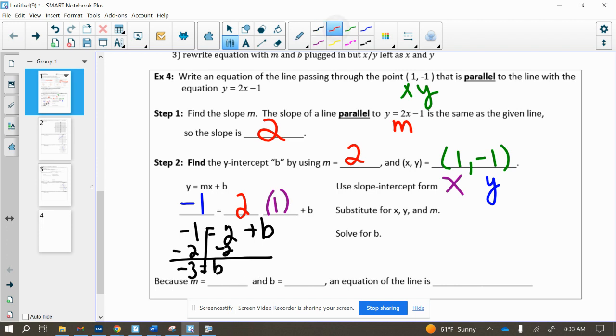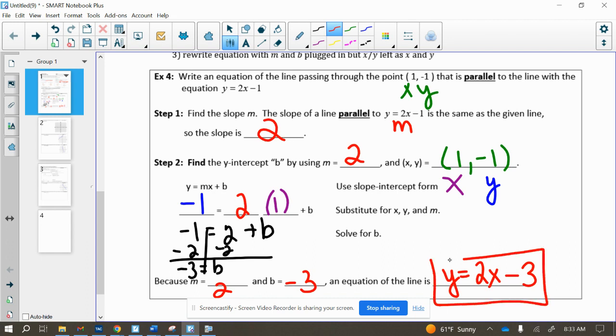Now our slope again is the same as the original, it was 2. Our b value we just found to be -3. So the final equation of our line is y equals 2x plus -3, aka 2x minus 3. So there's the equation of our new parallel line.